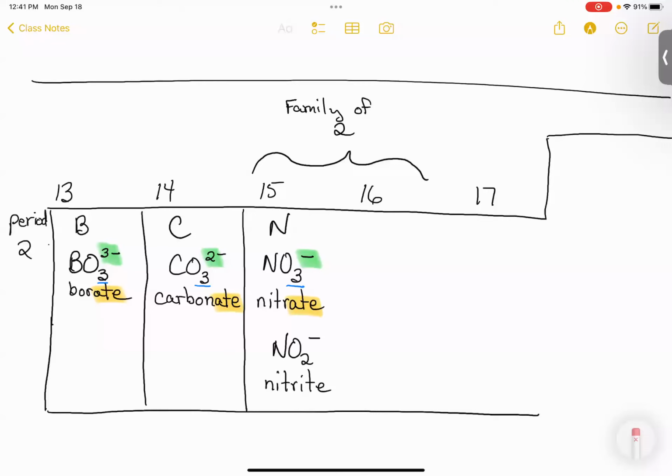So what we're going to find out is period 2 is actually the oddball with respect to the charge. The majority of the rest of the story is going to fit the charge rule. So, period 2 is an oddball, and it has to do with its electron configuration going into the structure of the molecule.